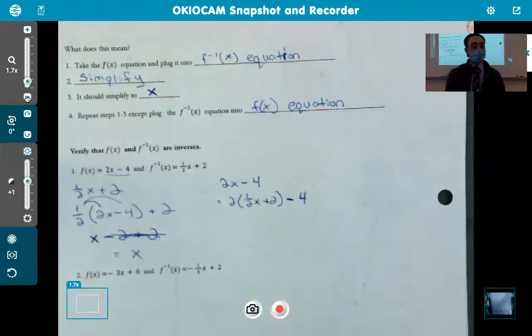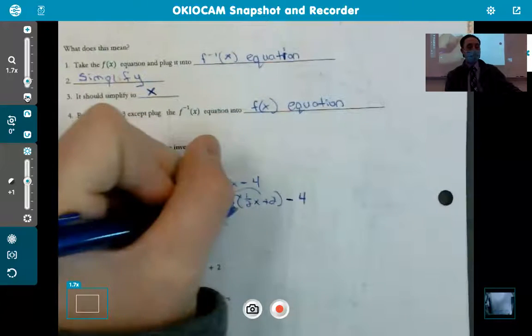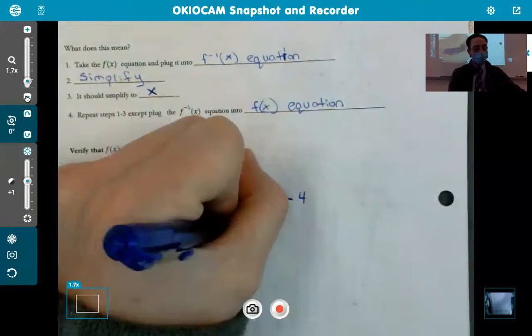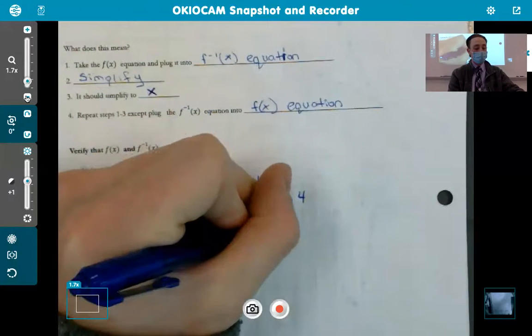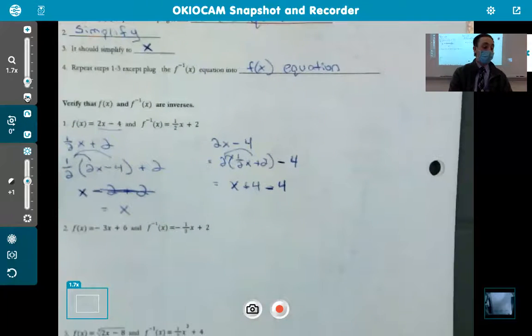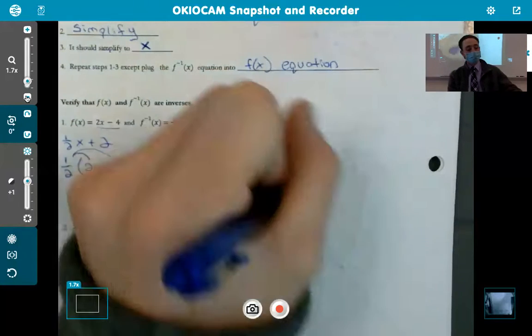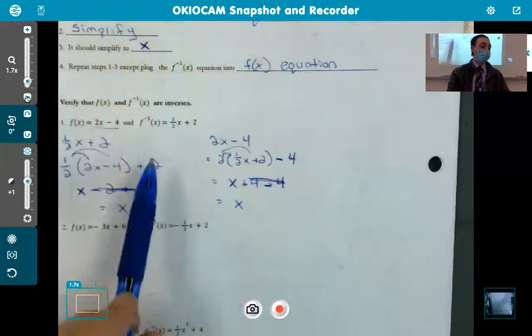What should I do with that 2 and the terms inside my parentheses? Distribute, right? Very similar to what I did before. Well, 2 times 1/2, same thing again as 2 divided by 2. That's going to give me the x. 2 times +2 will give me +4. And then I have the -4 on the outside. What happens with the +4 and -4? They cancel out. And I'm just going to be left with x, which is what I should get given that these are inverses.